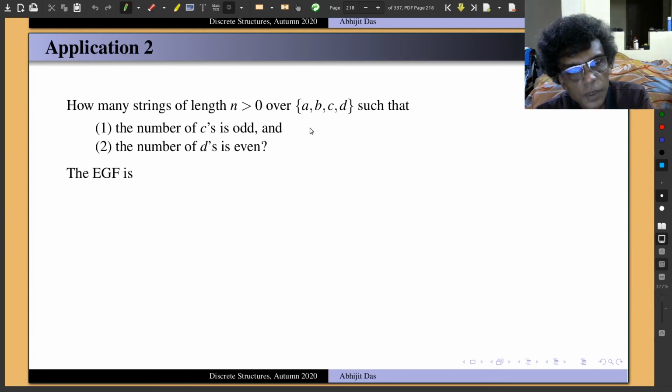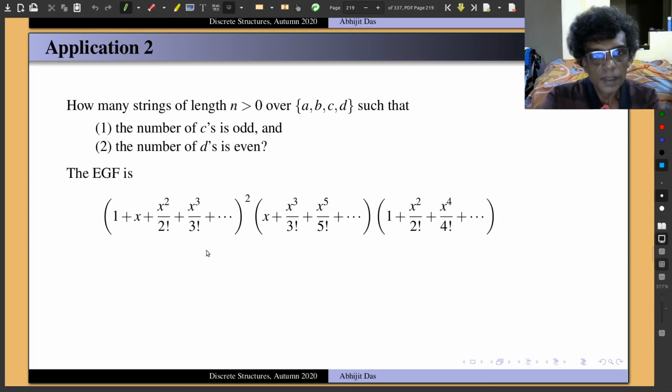Since this is the case, the exponential generating function is (1 plus x plus x squared over 2 factorial plus x cubed over 3 factorial and so on) squared. This pertains to A and B, so two things, so square. For C, the number must be odd. So 0, 2, 4 are not allowed. So we should consider only x plus x cubed over 3 factorial plus x to the power 5 over 5 factorial and so on. Finally, the number of D's must be even. Therefore, I will consider 0 D's or 2 D's or 4 D's or 6 D's and so on. And if I multiply this, this will be the exponential generating function of the number of strings of length n satisfying these two conditions.